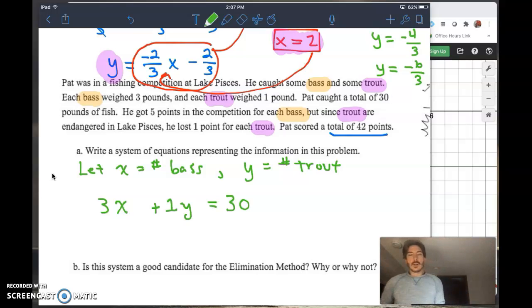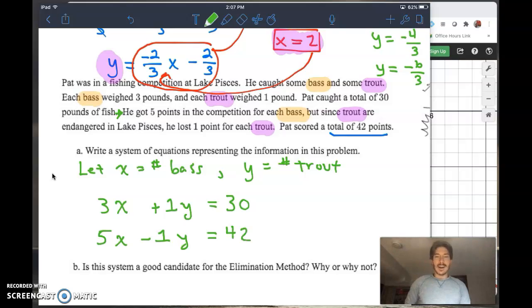The next equation is going to be based on his points, okay? And I see it starting right here. He got 5 points in the competition for each bass, and he lost a point for each trout. So again, we're going to be dealing in x and y because we've got some stuff coming at us in standard form. I got 2 rates, 5 and 1. Okay, 5 points for each bass, but because trout are endangered, he lost a point. Okay, and now, ladies and gents, check out his point total, again, standing all by itself on one side of the equal sign, 42 points.